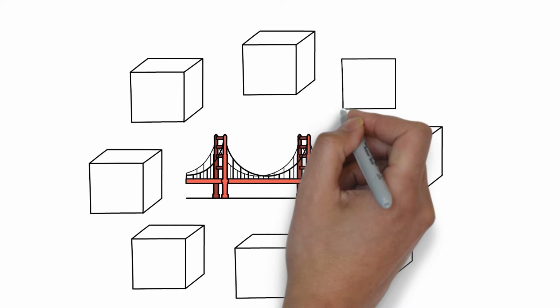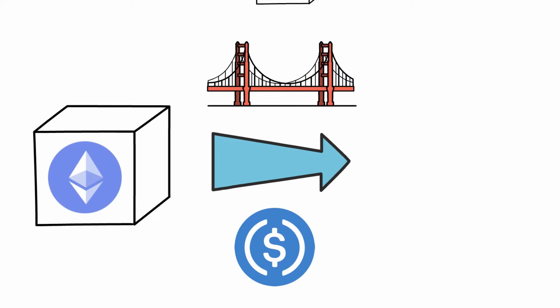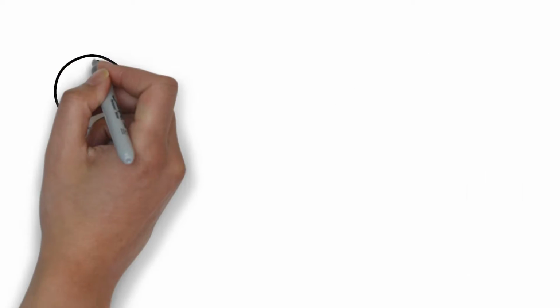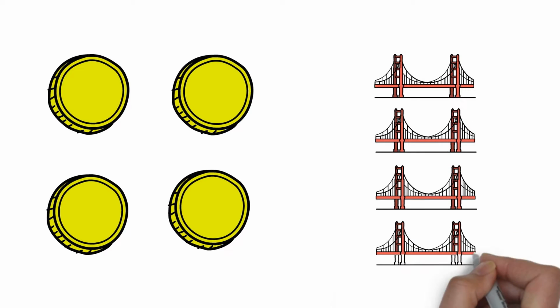Blockchain bridges are used to move crypto assets across blockchains. For example, with a bridge, you can move some USDC from Ethereum to Polygon. There are dozens of bridges already in production. And with an ever-increasing number of crypto assets and blockchains, we will see more and more bridges.